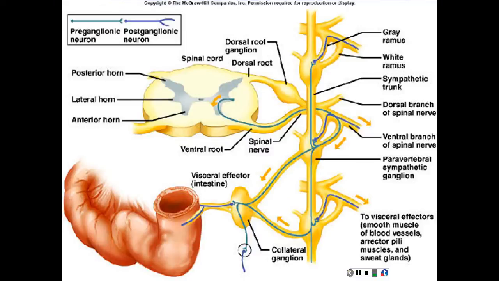Here's just a diagram of the sympathetic nerve route. We see the gray and white ramus, and of course the spinal cord here, and the fibers are going to leave the ganglia, traveling up and down the chain and synapsing in the ganglia. And that's our example of the sympathetic nerve route.